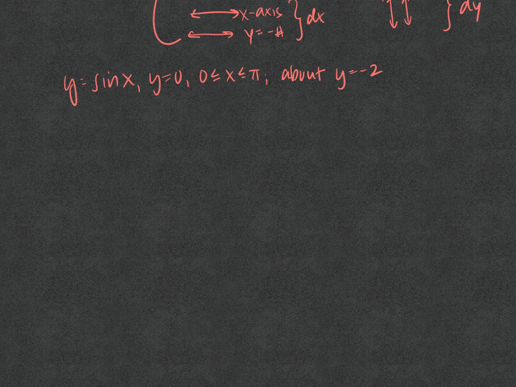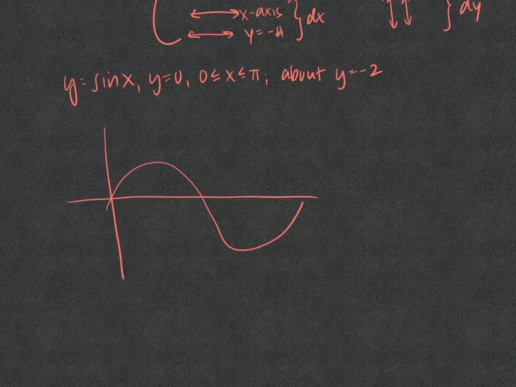So let's look at this, y equals sine x. Y equals sine x is a curve that looks like this, and we are bounded by y equals sine x. That's this first one. Y equals 0. I don't know about you, but I always have to think about that. Y equals 0 is the x-axis. So we're cutting it off here. And we're bounded from 0 to pi.